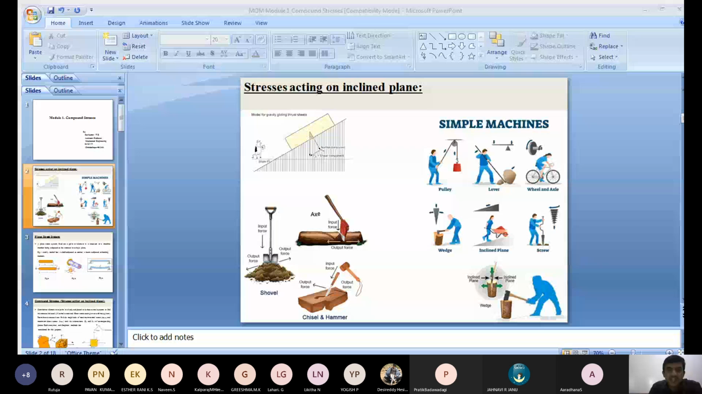Similarly, a chisel and hammer, these are simple machines. You can see that all of these mechanical members or engineering components are subjected to two or more stresses. That's what we study here. When a body is subject to two or more stresses, our aim is to determine what the maximum stress induced in the body will be and where it is induced. Those things we are going to determine here.